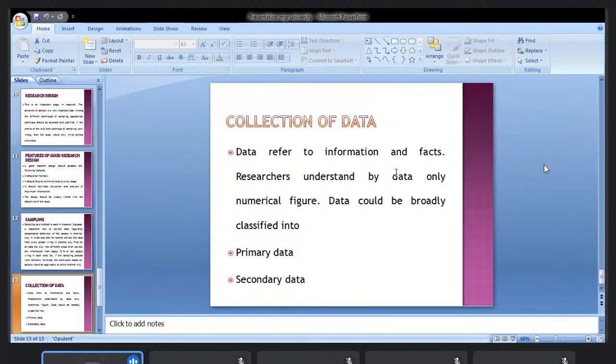And secondary data: periodical journals, newspapers, review of literature, past data, articles. This type of data is said to be secondary data.